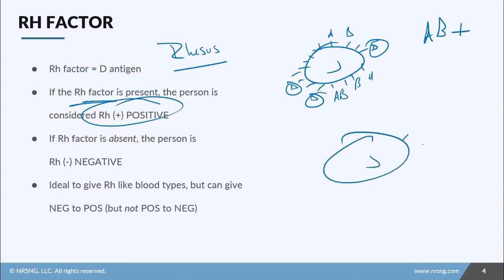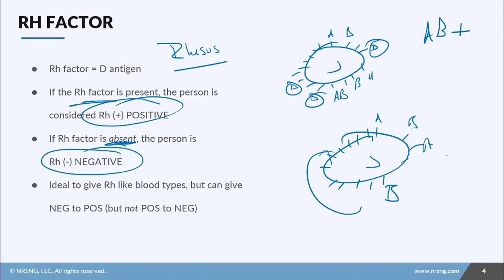So if we had another red blood cell, and they had A, B, and went all the way around, but they didn't have this D, that factor would be absent. So that means that person would be Rh negative. So this patient would be Rh negative.